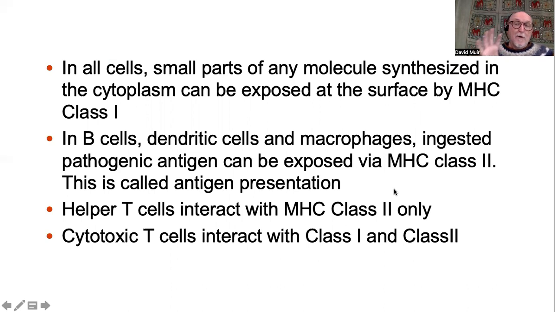And there is a group of the lymphocytes called the helper T cells that we're going to hear about. They interact only with class 2, but the cytotoxic T cells that we've heard about before, they can interact with class 1 and class 2, as we'll hear. For the moment, mark this as being important. The distinction between MHC class 1 and what they expose, and MHC class 2 and what they expose.